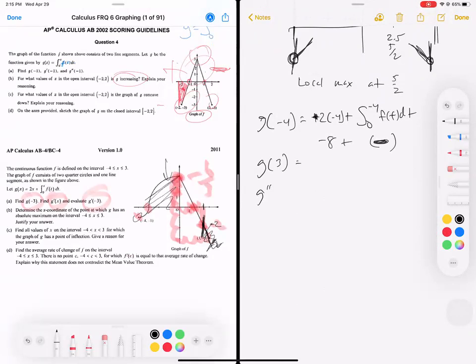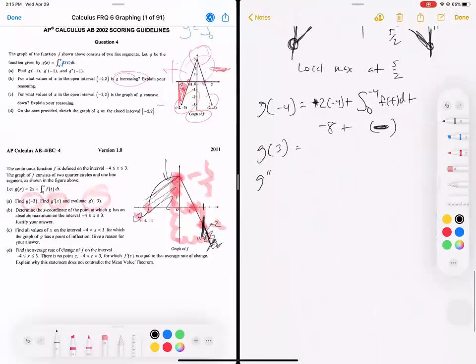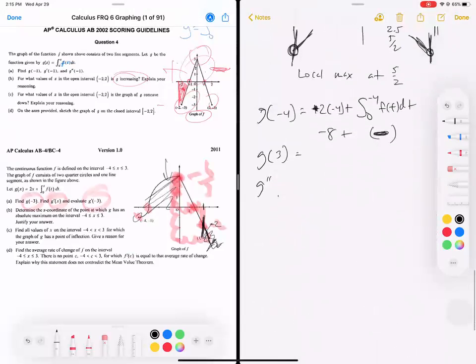C, find the values of x within the interval -4 to 3 in which the graph has a point of inflection. Point of inflection is the second derivative, and we actually did the math already, I think. No, we didn't, not this one, we did it for the last one. So G prime of x was 2 plus f of x. So G double prime is f prime of x, which is just the slope of f.